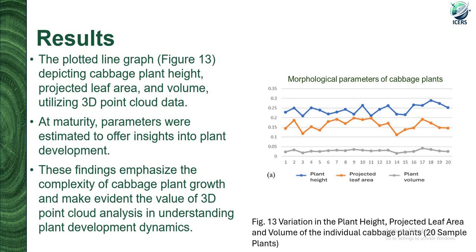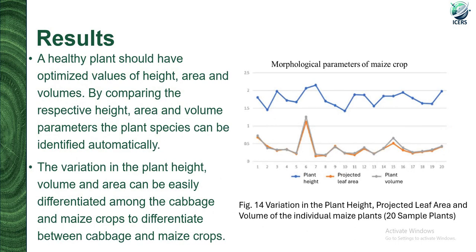The plotted line graph in figure 13 is depicting cabbage plant height, projected leaf area and volume utilizing 3D point cloud data. We have calculated these parameters to offer insight into the plant development. These findings emphasize the complexity of the cabbage plant growth and make evident the value of a 3D point cloud analysis in understanding plant development dynamics.